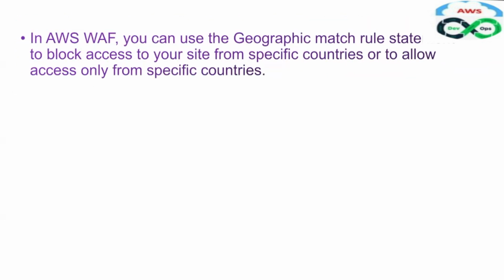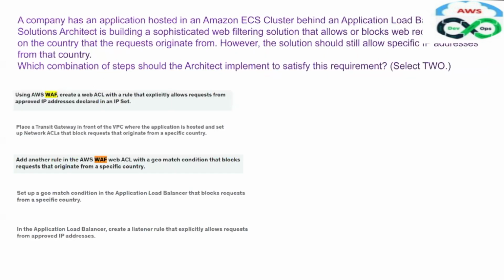Okay, so let's see one last question. A company has an application hosted on an ECS cluster behind an application load balancer. The solutions architect is building a sophisticated web filtering solution that allows or blocks the web request based on the country. So it is again the same, based on a country scenario, right? However, the solution should still allow specific IP addresses from that country. So which combination of steps will we be doing here to satisfy this requirement? So that is the question.